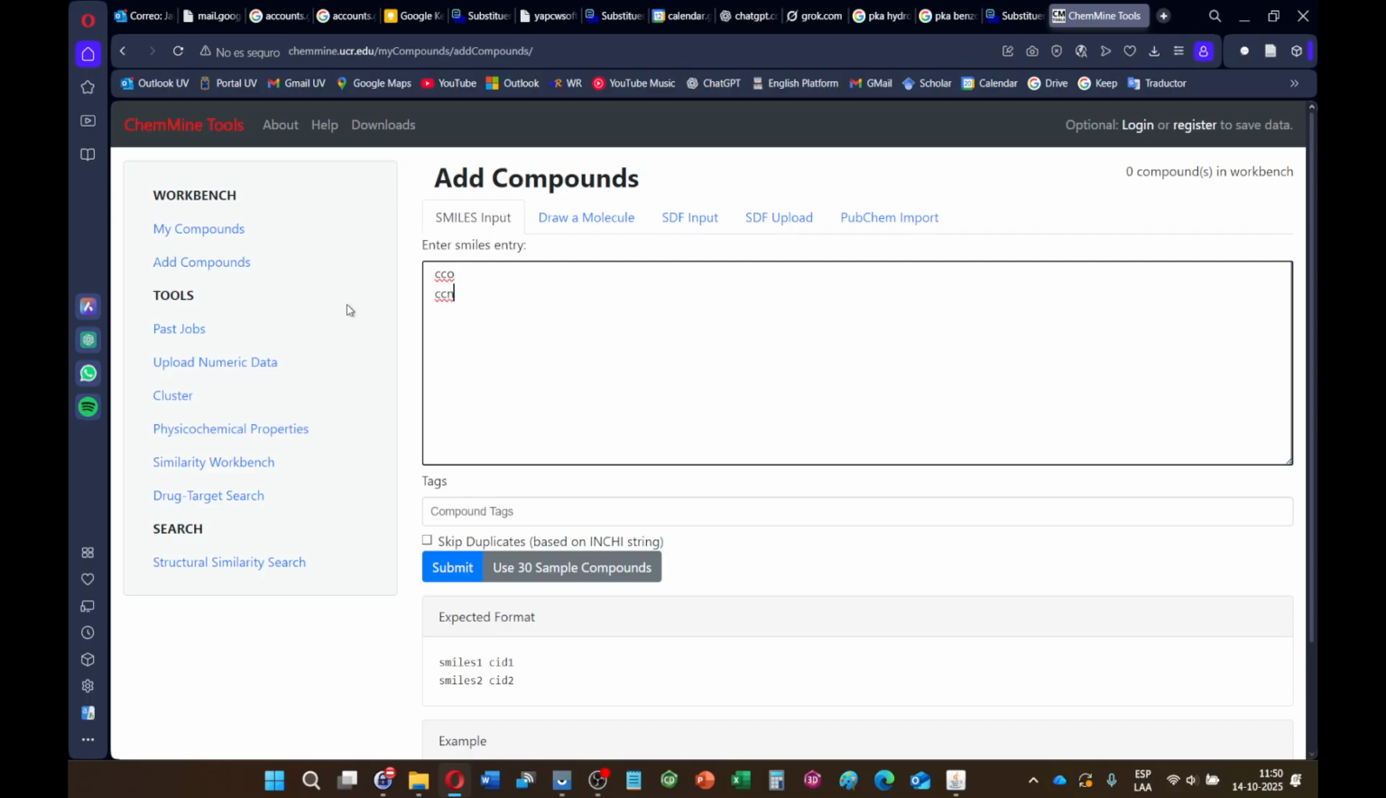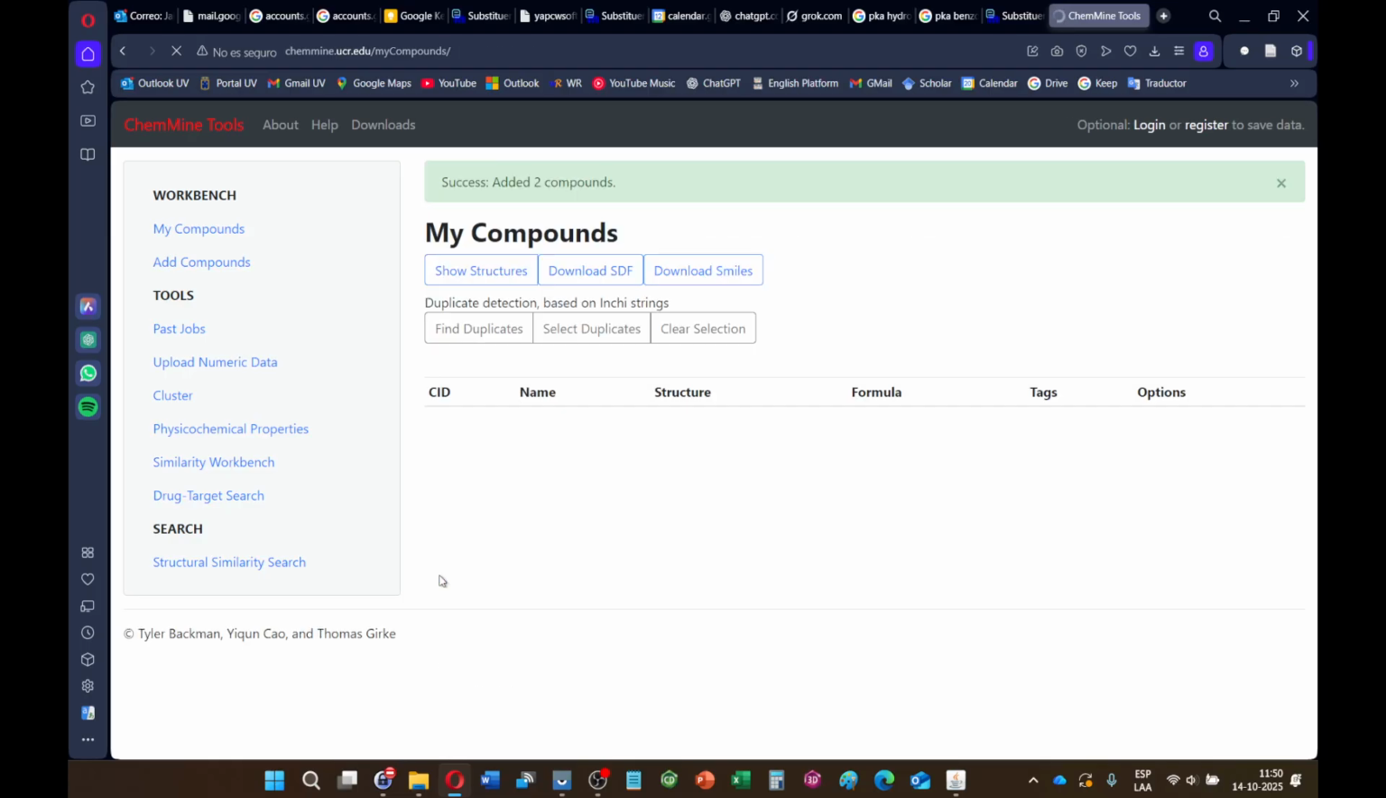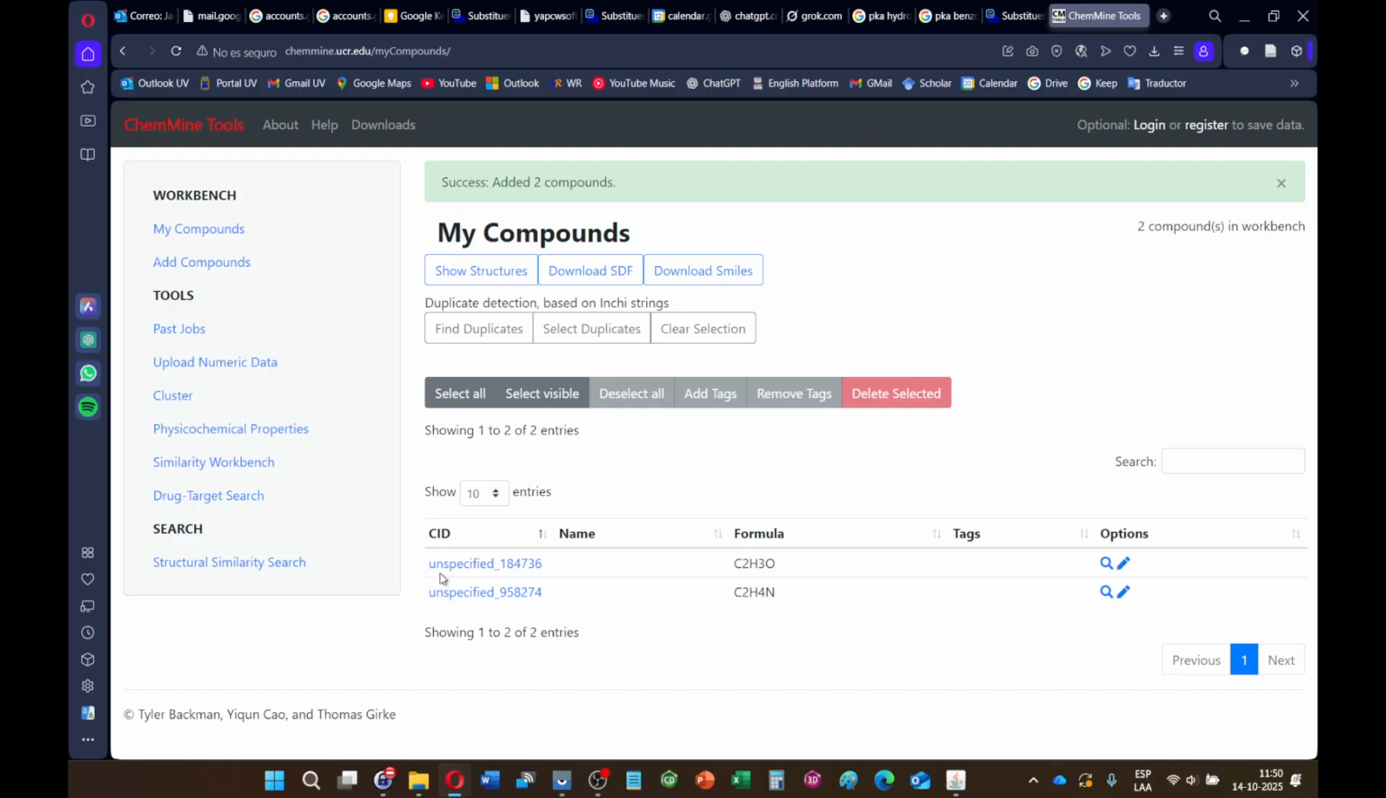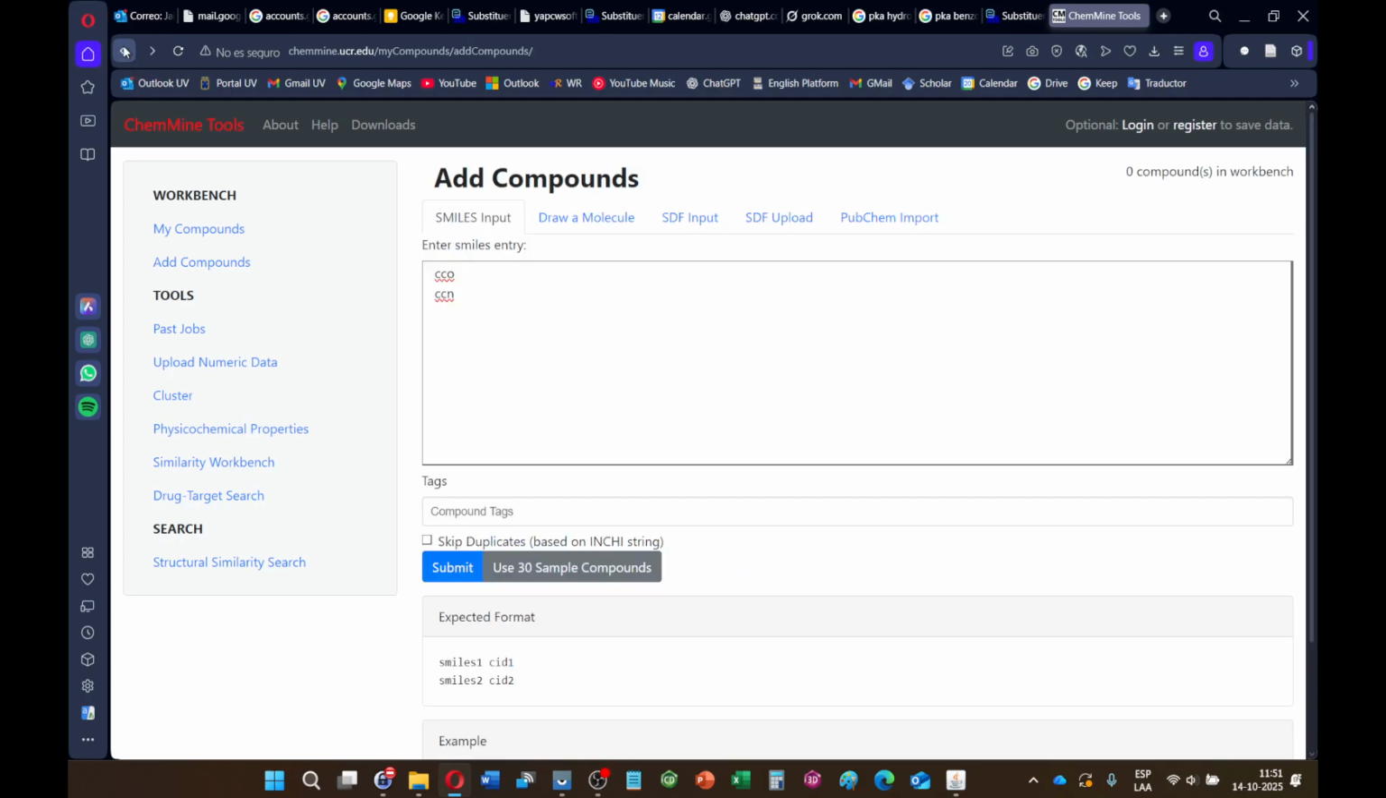They are super simple SMILES. The SMILES is a line notation of the molecule. And we are going to submit and wait for the value now. And I have two compounds. Of course there is an error, and if we have an error, allow me to see if I can rectify this.